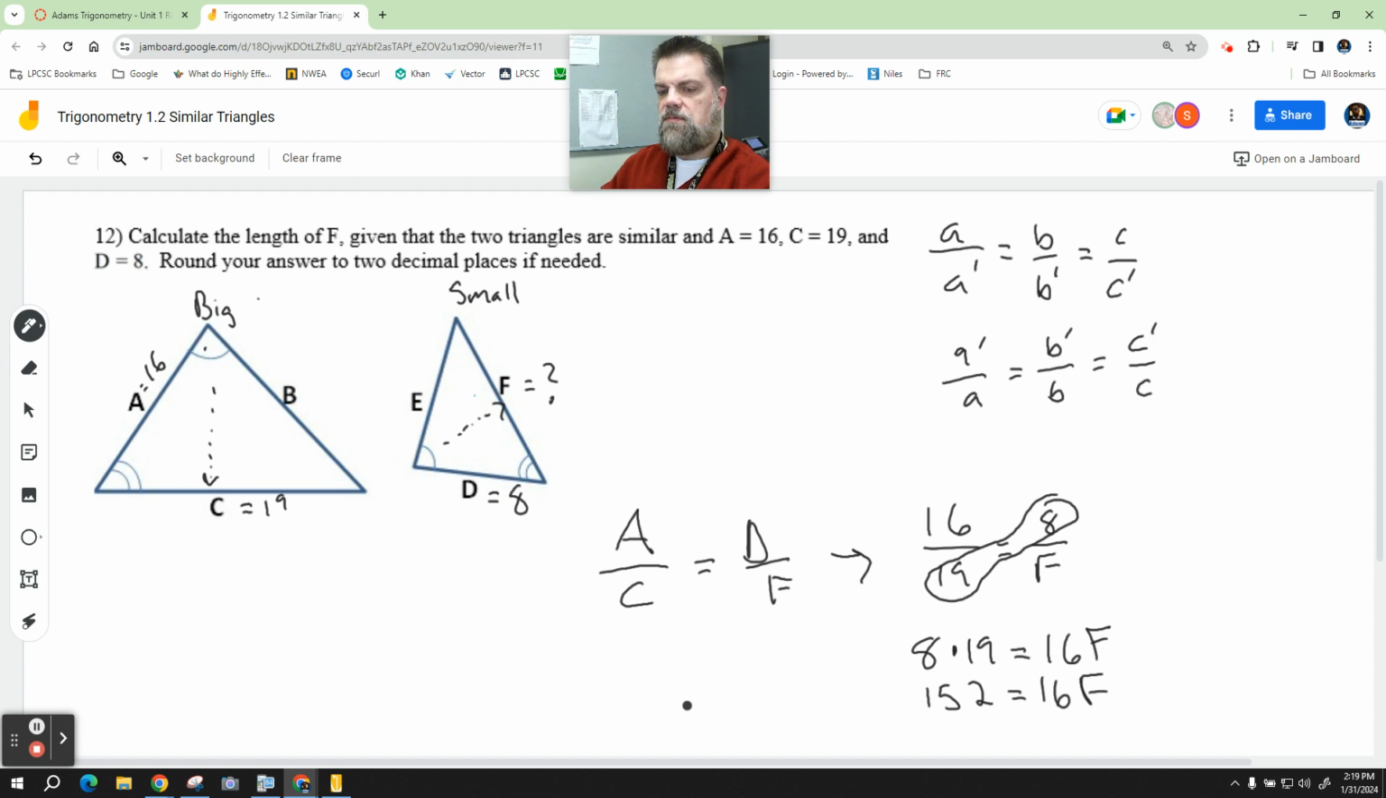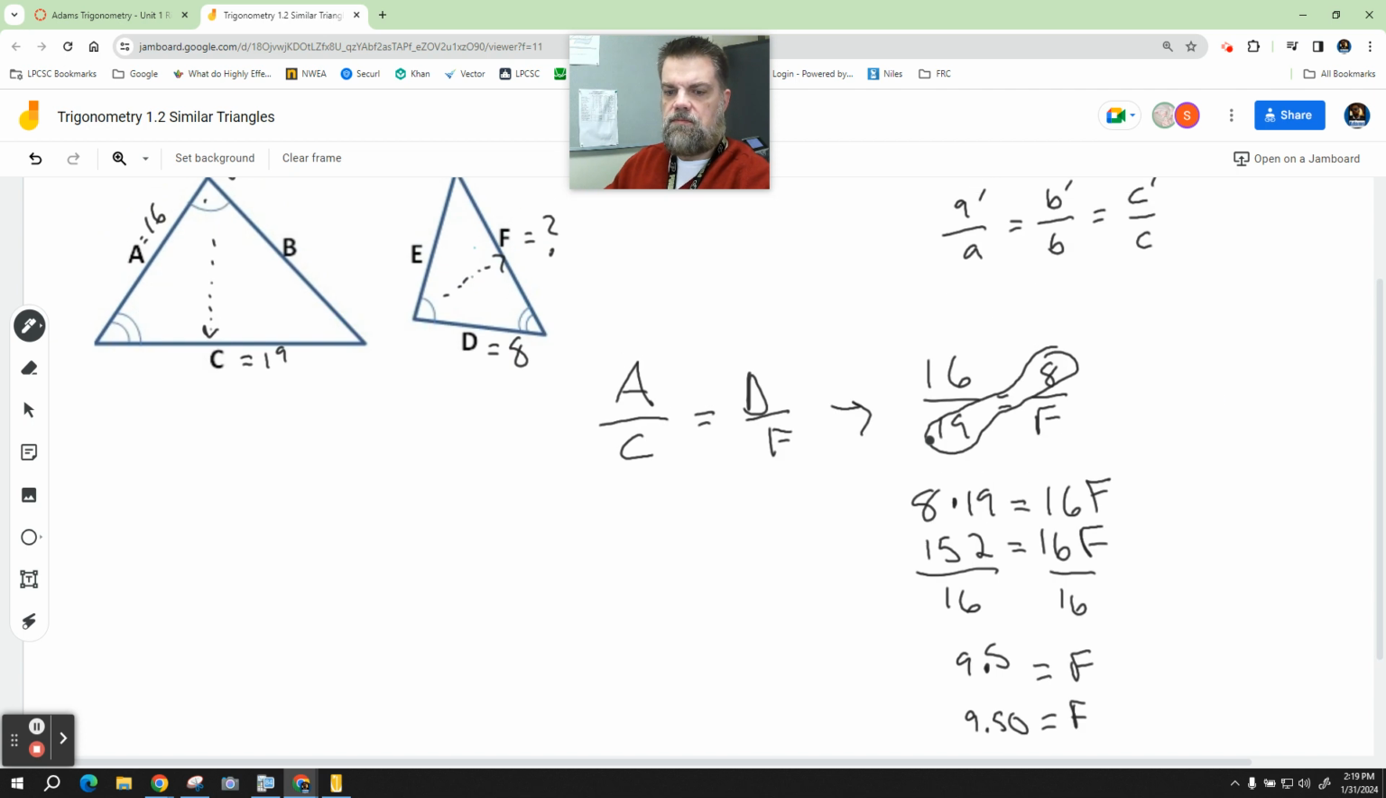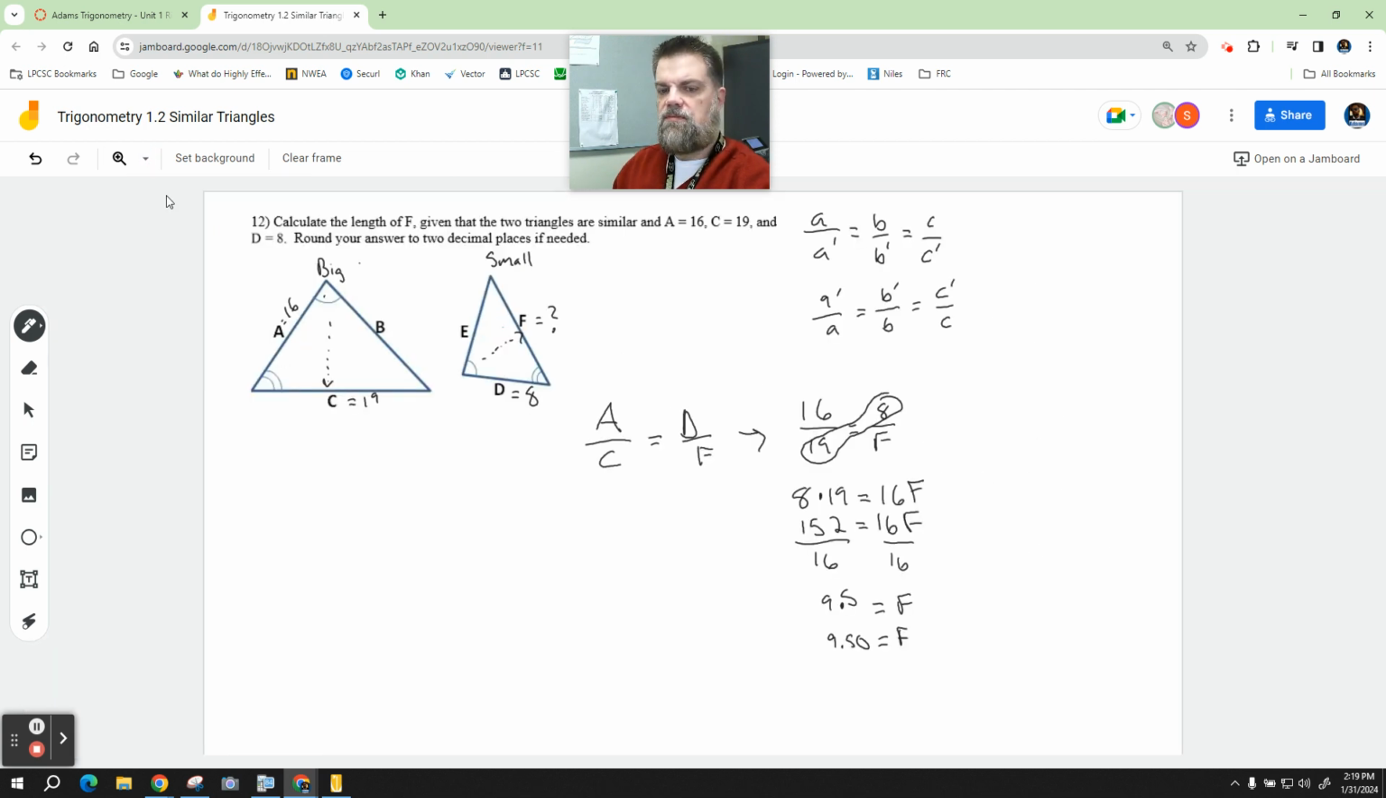Now what do I do? Divide by 16, right? What's 152 divided by 16? 9.5. It says round your answer to 2 decimal places if needed. So you might have to do 9.5 or 9.50. I'll zoom out on that one so you guys can see the whole thing.